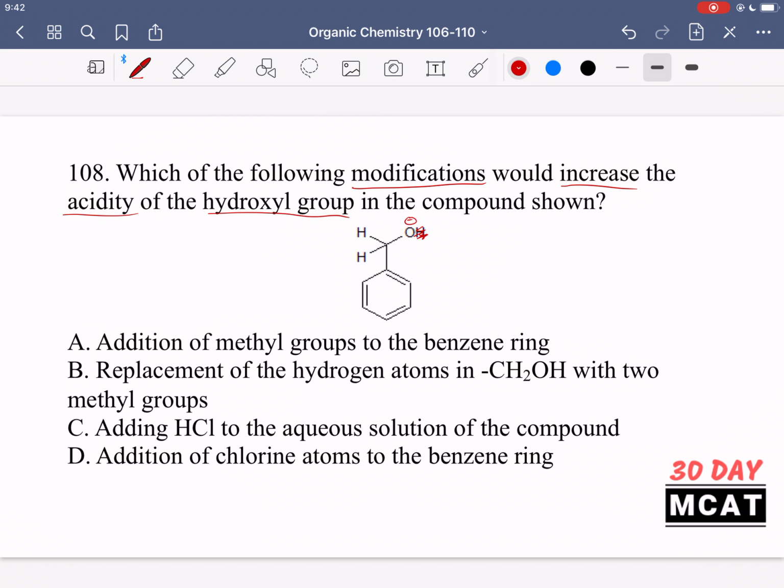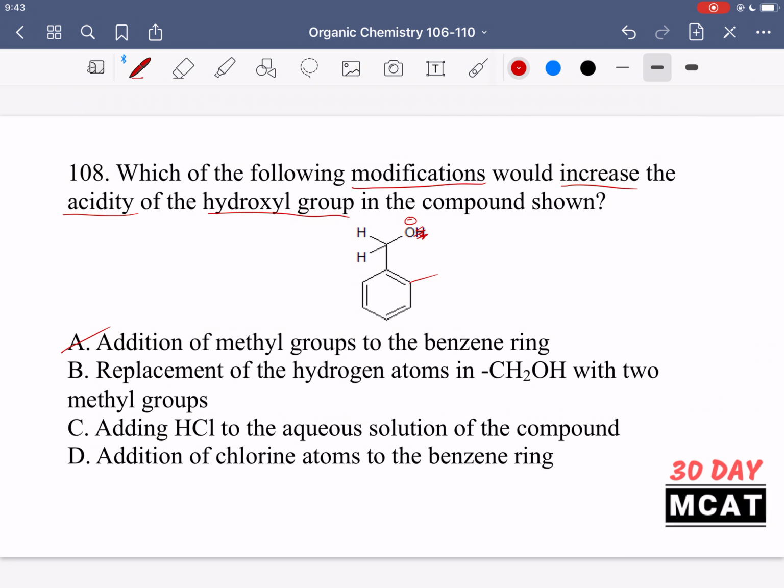Option A is saying addition of methyl groups to the benzene ring, and that would be incorrect because if you added any methyl groups here, that would make the molecule more electron donating. Methyl groups are an electron donating group, so they donate more electron density into the system, and now we have even more electron density. You want something which can take up electron density itself, not add more to an already negative system. That's going to destabilize the conjugate base. So it does the opposite. It will decrease the acidity.